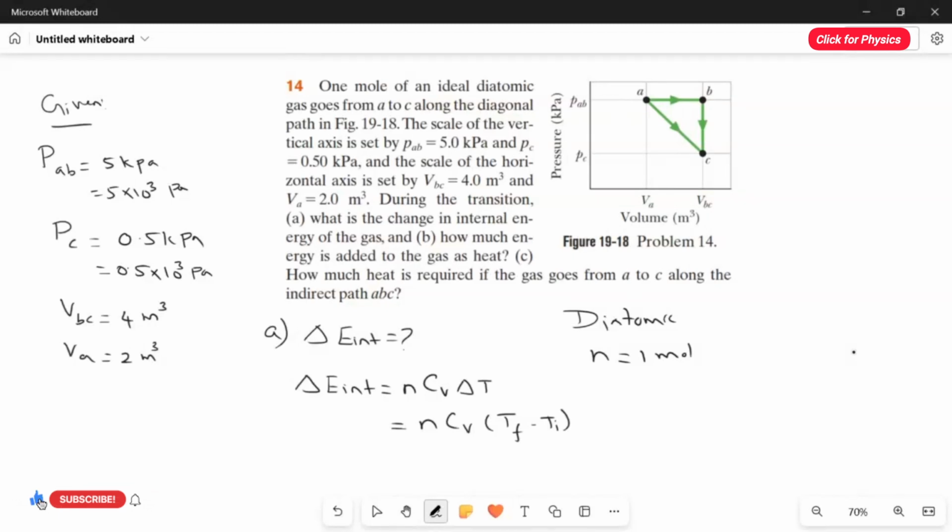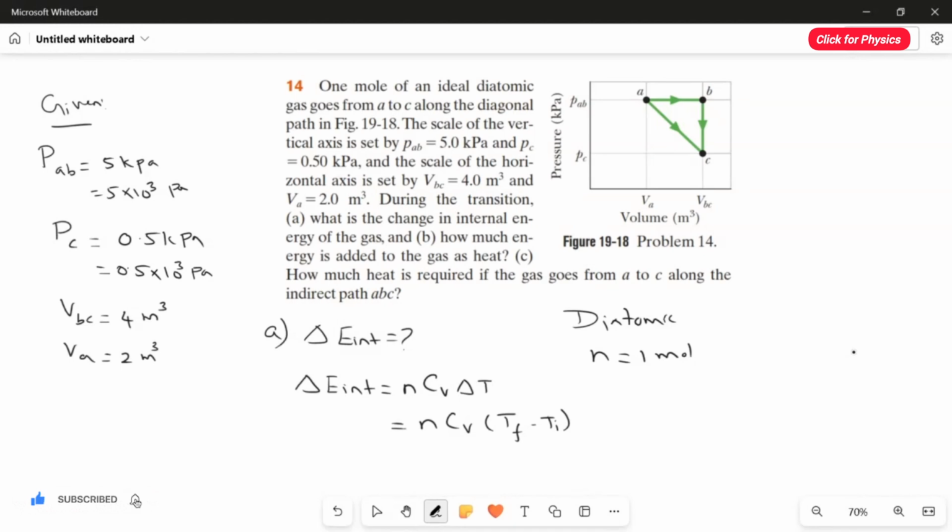So the information about temperature final and temperature initial is not given. So first of all, I am going to find the temperature at point A and the temperature at point C. The temperature at point A is the initial temperature and the temperature at point C is the final temperature. So the initial point here is A and the final point here is C. The intermediate is the point B. So instead of going to point B, better we can solve this question based on the diagonal A to C.